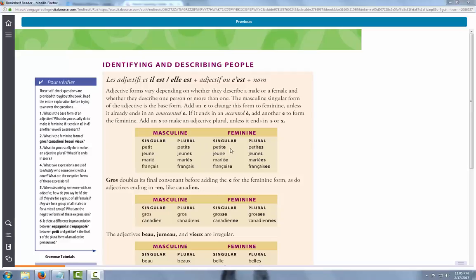And here, elle est petite, one feminine object or one lady, one feminine person. And plural, elles sont petites, could be describing a group of feminine objects. For example, a whole group of cars in a parking lot that are all small, you can say elles sont petites, or a group of ladies, a group of daughters or children who are girls, elles sont petites. So listen to the pronunciation. Il est petit, ils sont petits, elle est petite, elles sont petites.